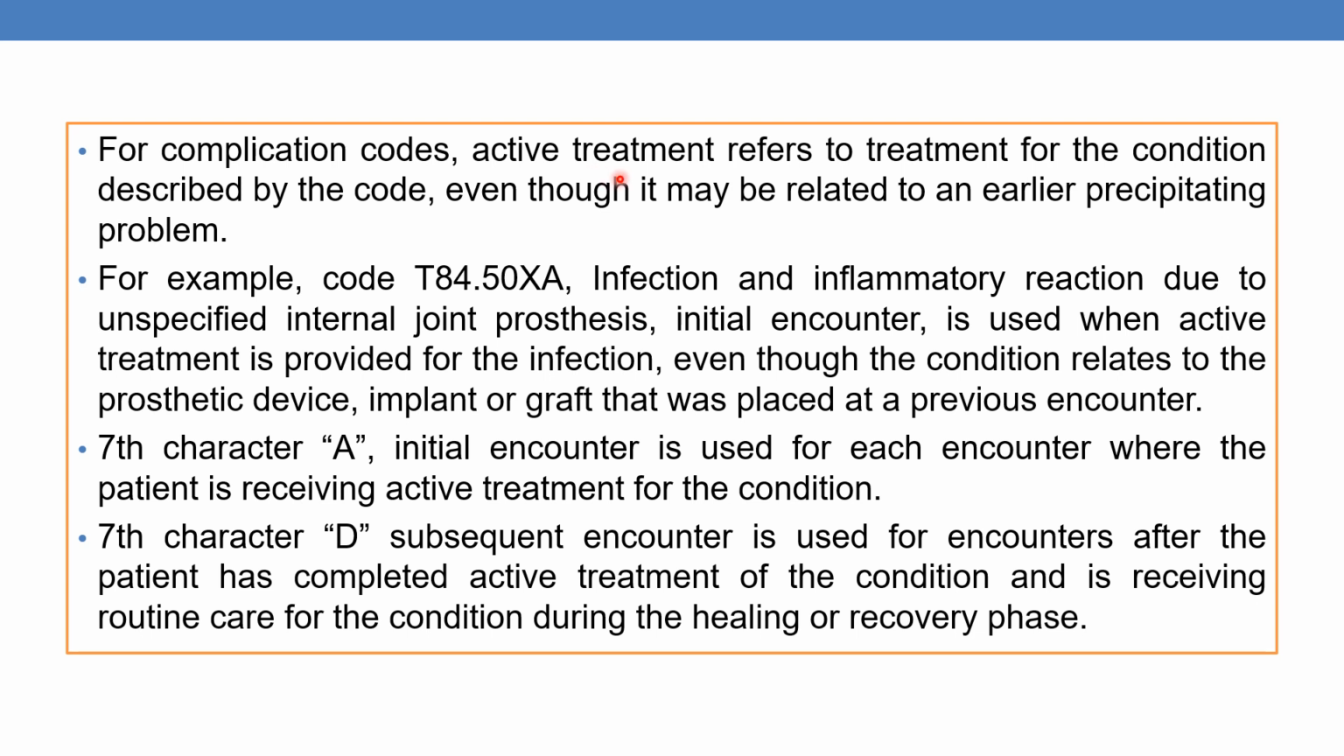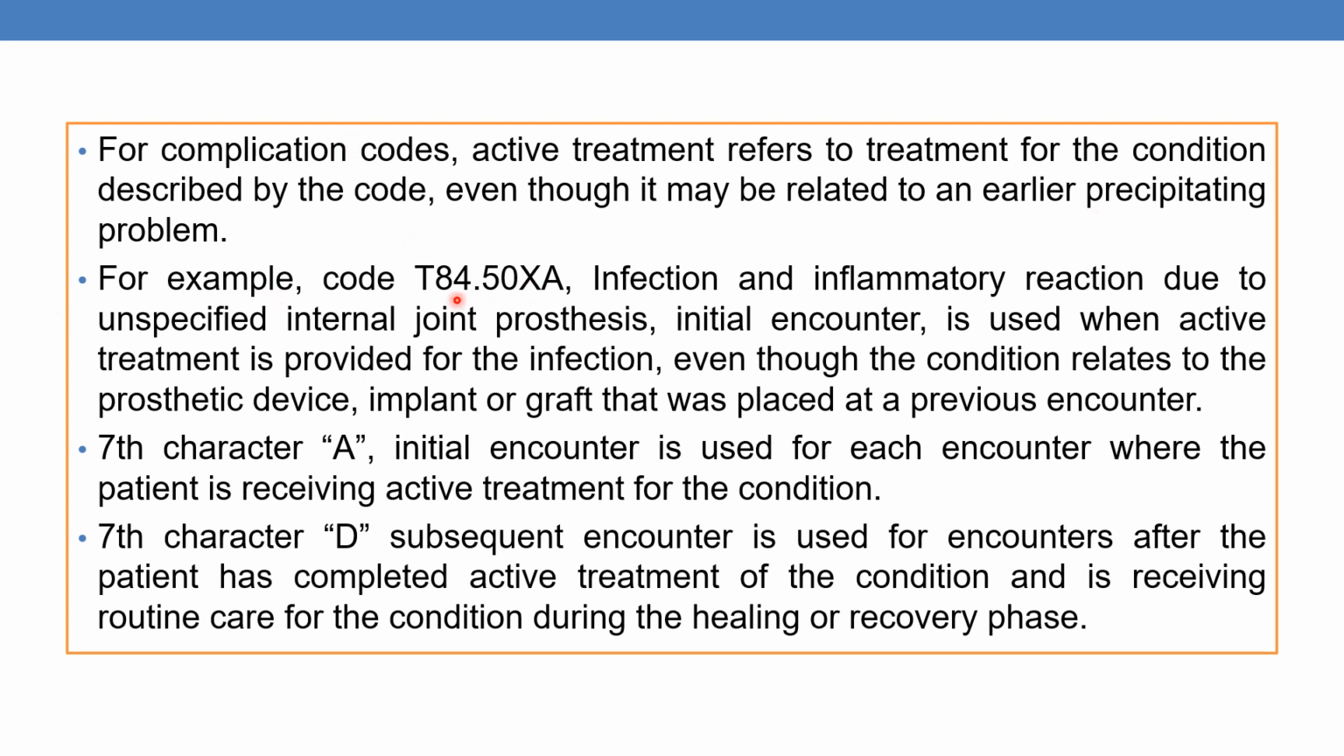And for complication codes, active treatment refers to treatment for the condition described by the code, even though it may be related to an earlier precipitating problem. This is important. For complication codes, the active treatment refers to treatment for the condition described by the code, even though it may be related to an earlier precipitating problem.